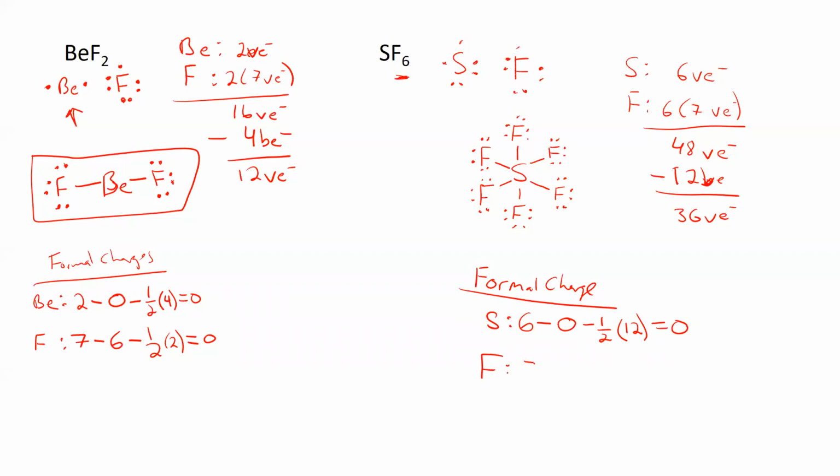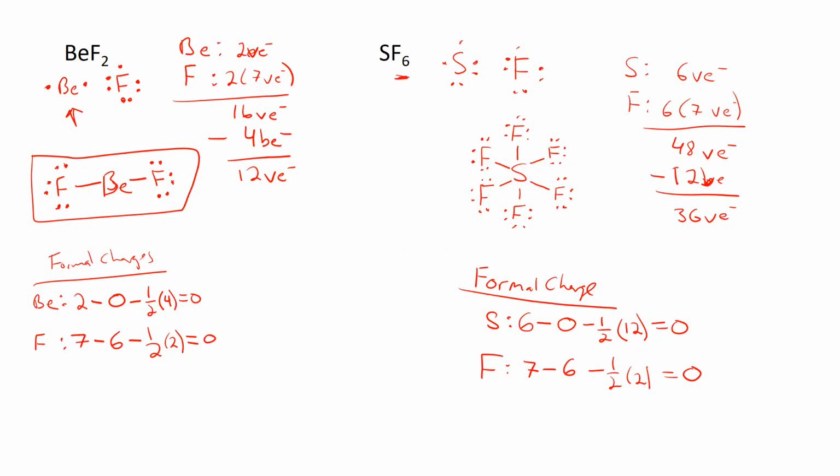Fluorine. Each fluorine, you would take them separately, but they're all equivalent. They all look the same. They all have 1 bond and 6 lone pair electrons. So 7 minus 6 minus 1/2 of 2 gives you a total of 0. So the formal charges here are also 0.